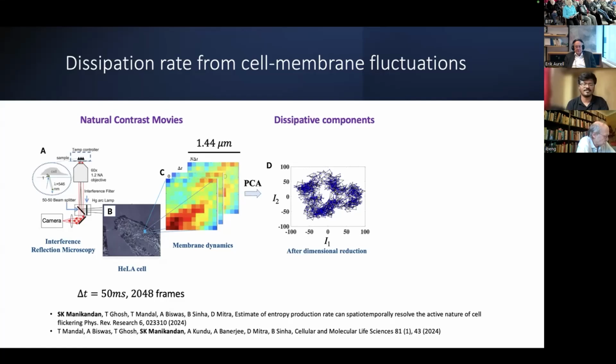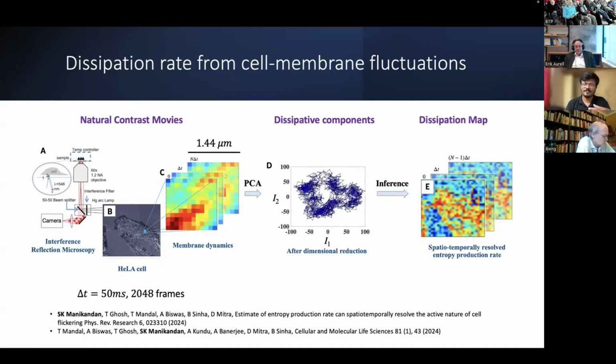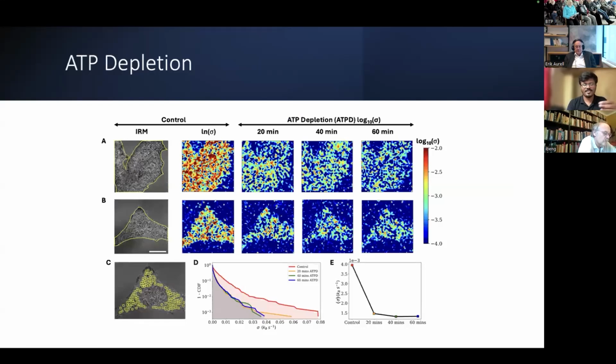First, we do a dimensional reduction to capture the most dissipative, most dynamic components. And then you apply the inference algorithm. Now, for each point in each region in this patch, you just had the height values. Once you pass it through this algorithm, you can convert that to the dissipation in that region. And we then did a systematic experiment where we depleted the cell of ATP.